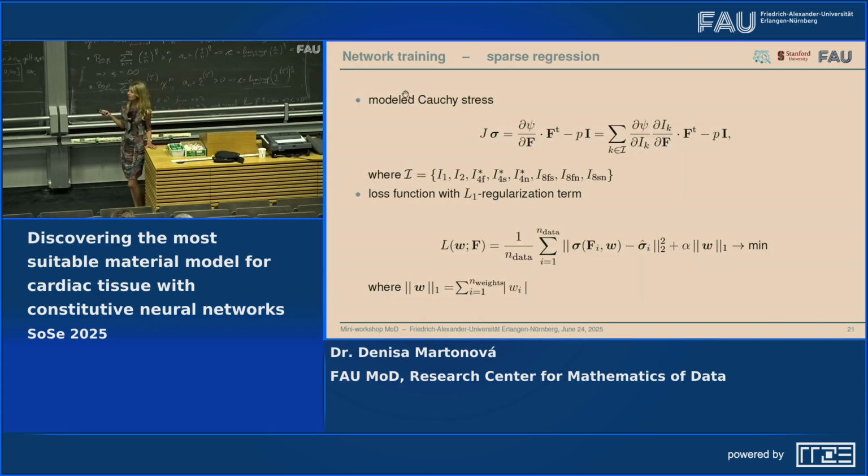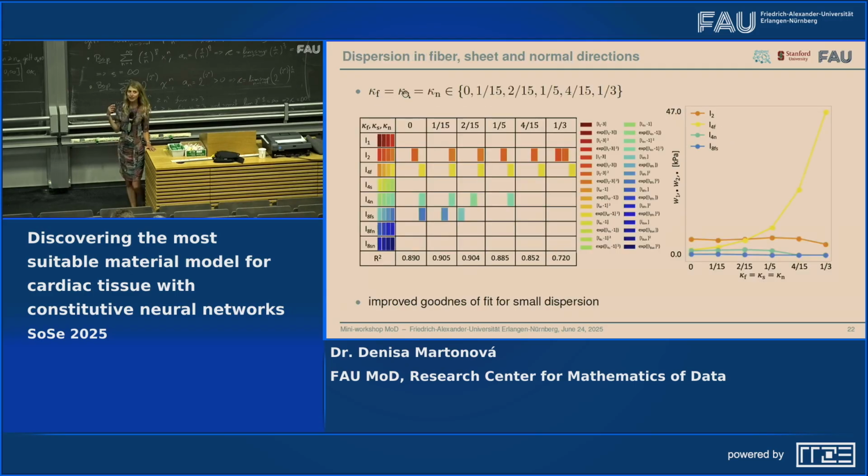Good, and the loss function is the same, and the procedure is the same as before. So we have to minimize over the loss function containing the stresses, the measured stresses, and the model stresses, again with some regularization term. And we did this for different kappa values. So as you can see here in the table, we vary kappa from 0 to 1/3.